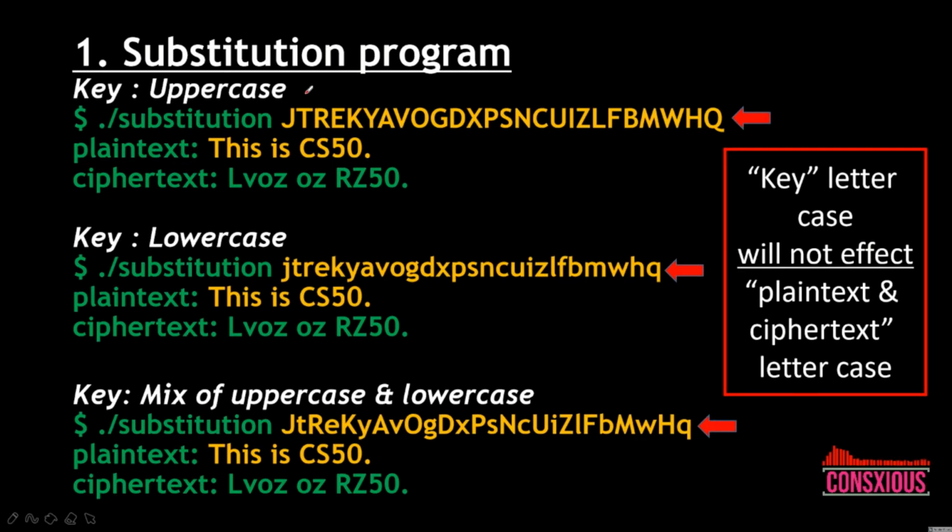As for the keys, we can divide them into different types: uppercase keys, lowercase keys, and mixtures of upper and lowercase. For example, if the key is uppercase, you can see the plaintext and ciphertext case is the same. If the key is lowercase, the plaintext and the ciphertext case is also the same. If the key is a mixture of uppercase and lowercase, it is also the same. So we can conclude here that the key letter case will not affect the plaintext and ciphertext letter case.